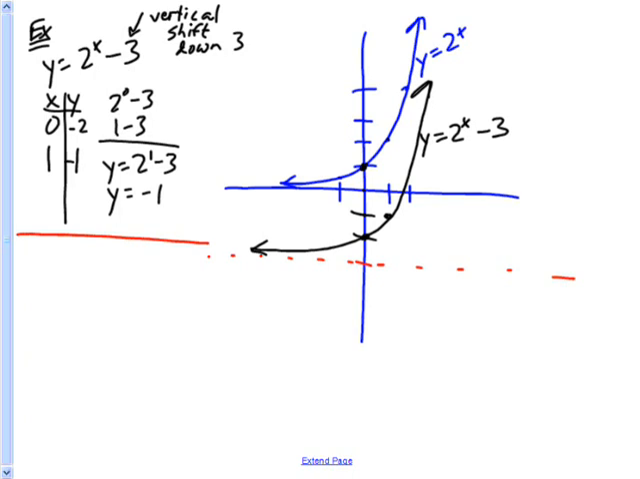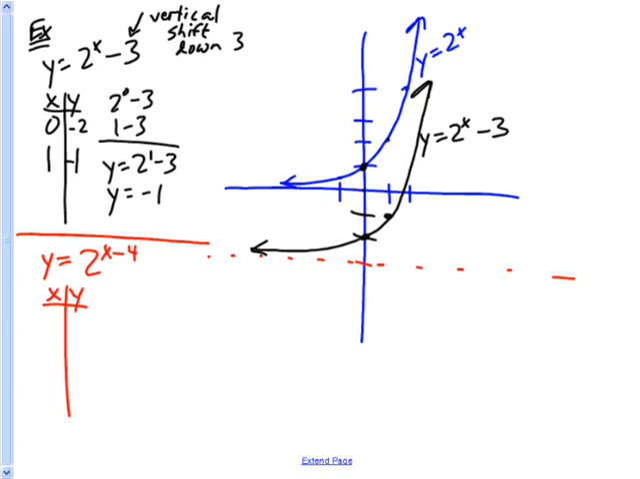Let's do a different kind of shift, another rigid shift here. Let's go 2 to the x minus 4. Now that x minus 4 is all in the exponent there, so it's kind of a small 2 to the x minus 4, if you will.